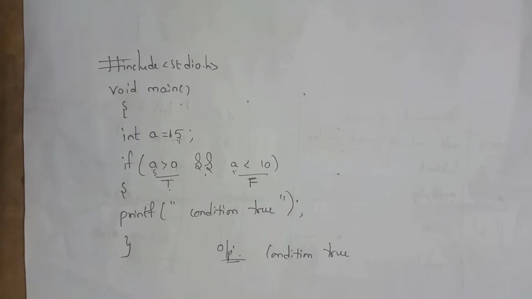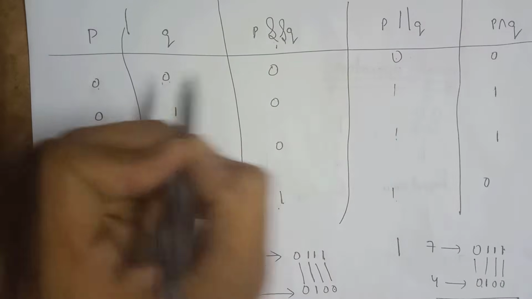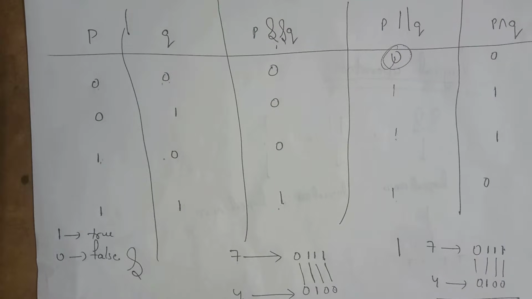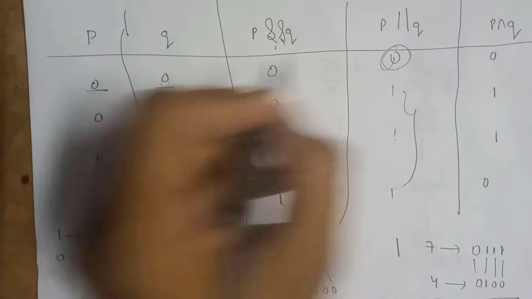Next I will explain the logical OR operator. For the logical OR operator, if both conditions are false, then I will not get any output. If a single condition is true, then I will get output. If any single condition is true, then I will get output. Only if both conditions are false, then I will not get any output.